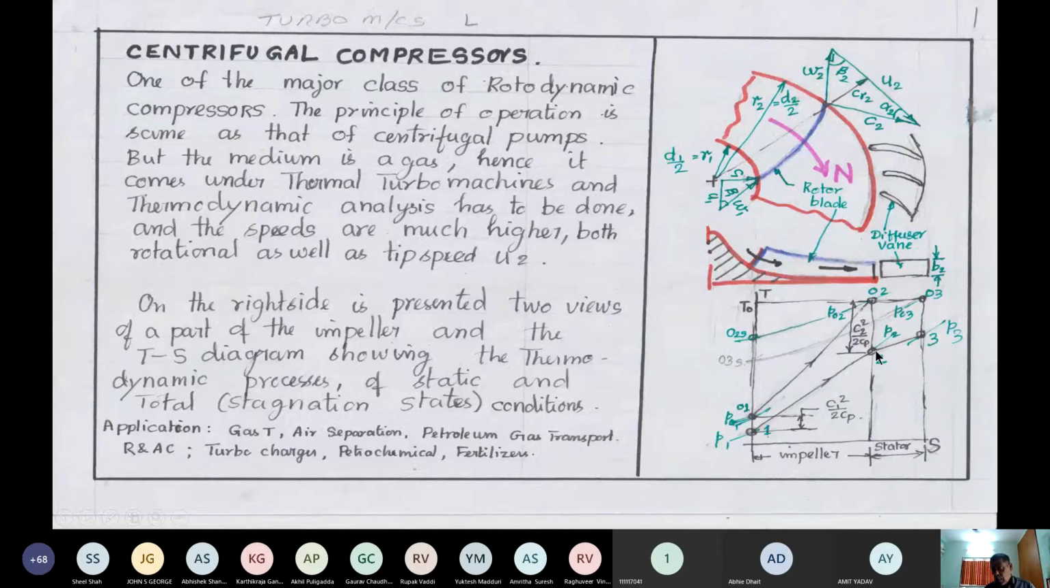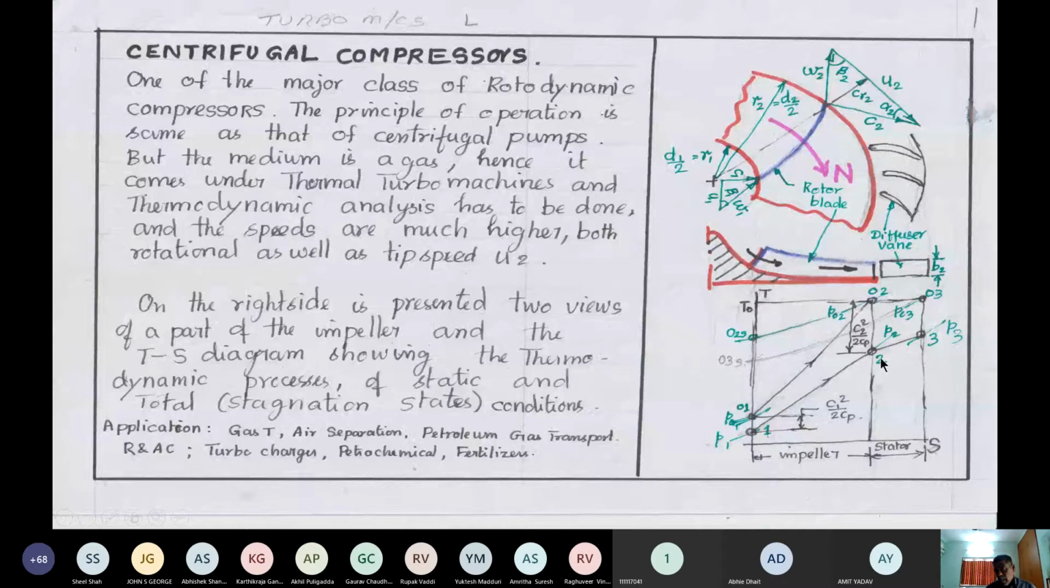So 1 to 2 is the compression process. So the static parameter changes from 1 to 2. Stagnation condition also changes. Okay, and between static and stagnation, the difference is the velocity square by 2 Cp. Okay, C2 square by 2 Cp.